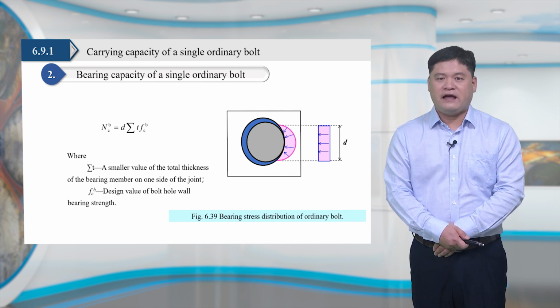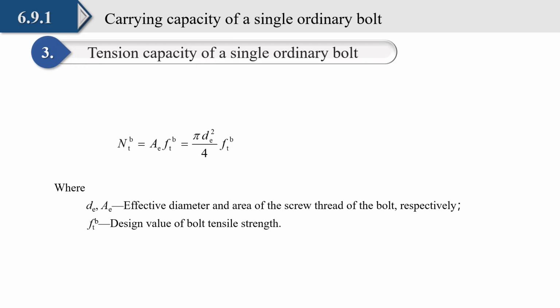Obviously, the design bearing capacity of a single bolt is in direct proportion to the diameter of the bolt, the total thickness of the bearing member, and the design bearing strength of the bolt.